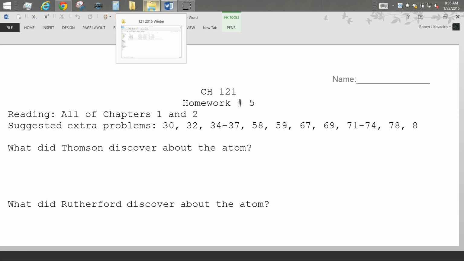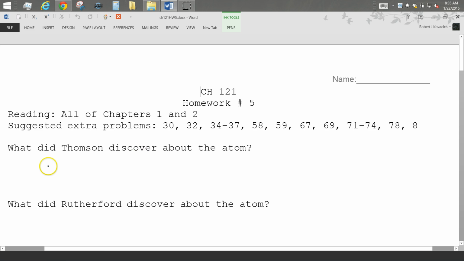Alrighty, let's go ahead and take care of this homework. What was it that Thomson discovered about the atom? There's negatively charged particles. That there were... what about them? And a positively charged nucleus.